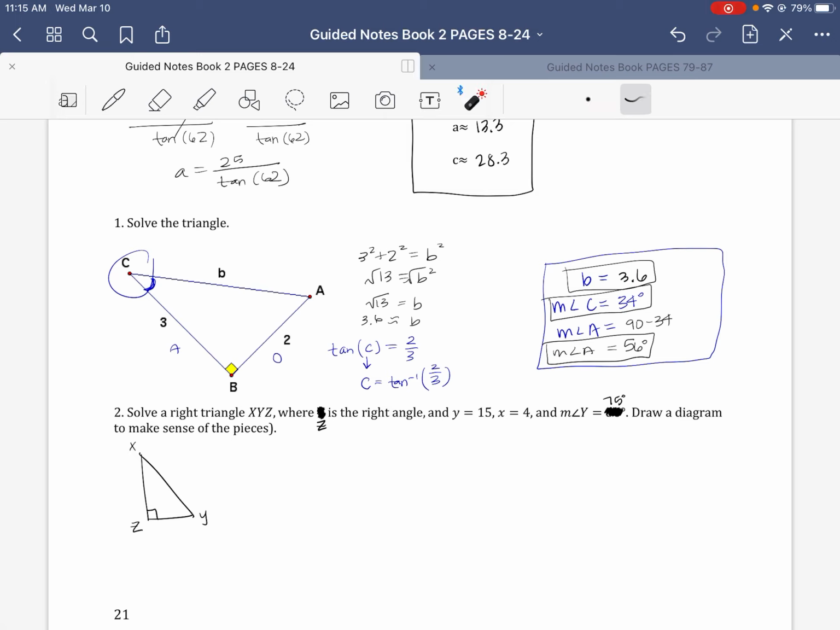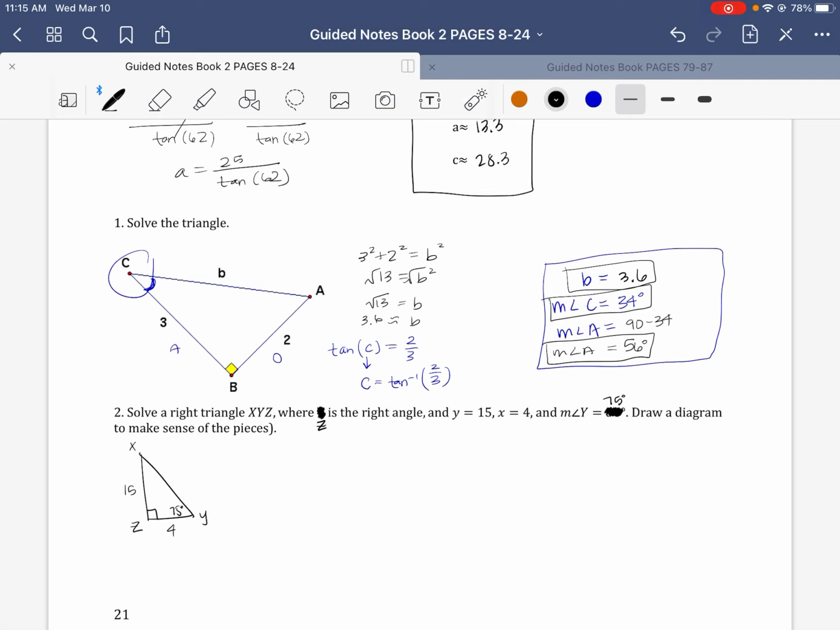And then just remember, it tells me that little y, in other words, side length y, is 15. So if this is angle y, then side length y is over here. So I'm going to put 15 over here. And it tells me that little x is equal to 4. So I'm going to put 4 across from angle x. So there's all the information that it gives me so far. Then it says that the measure of angle y is 75 degrees. So I'm going to put 75 degrees in there as well.